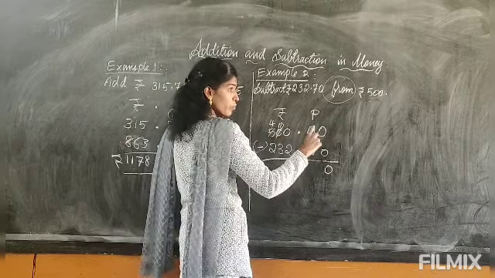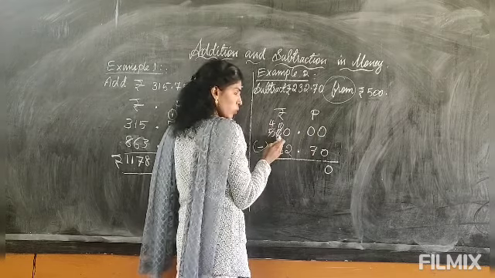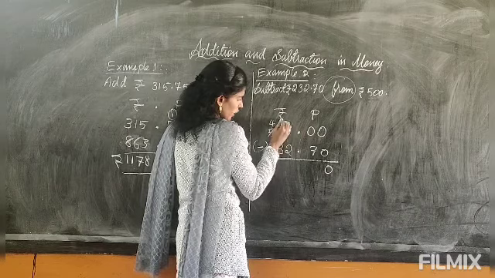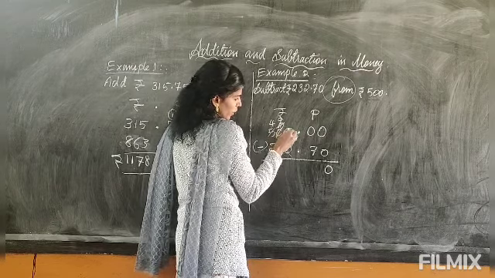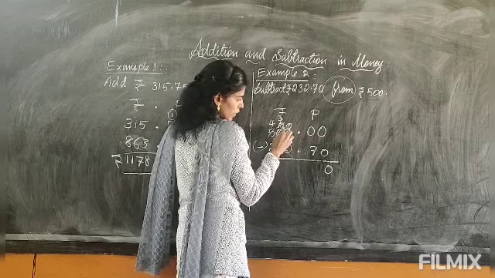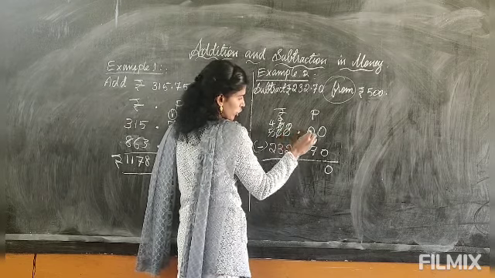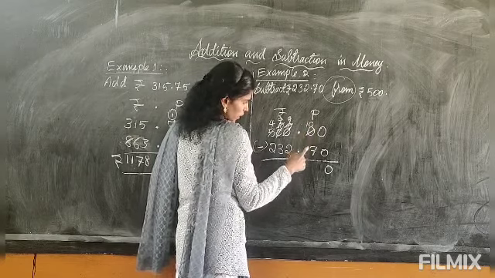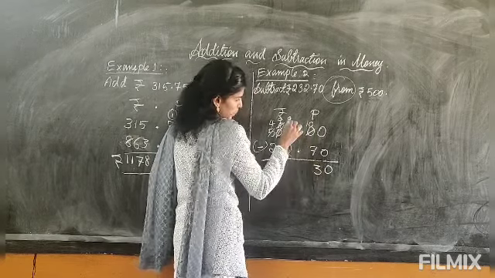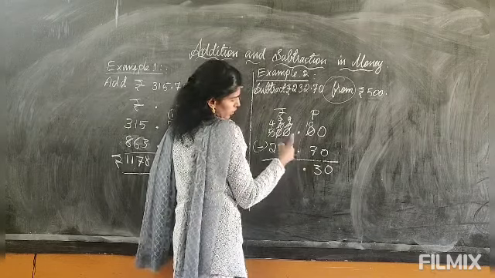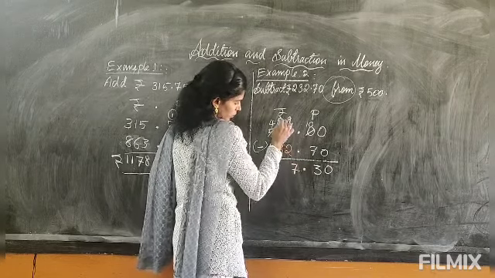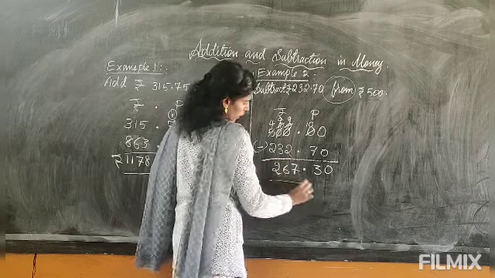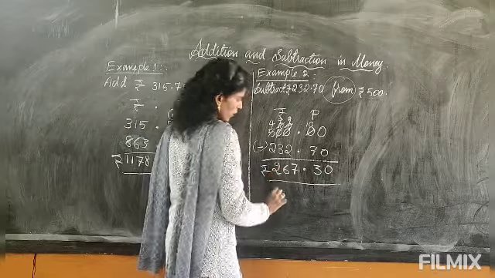You cannot jump from one digit to another; you can go to the next digit only. So here you will get 10, and from this 10 you will borrow to the next digit. Here 9 will remain, and here you will get 10. Again from this 10, 1 you leave there, so 9 will remain, and here it becomes 10. So 10 minus 7, 3. Now 9 minus 2, 7. 9 minus 3, 6. 4 minus 2, 2. So the answer is 267 rupees and 30 paise.